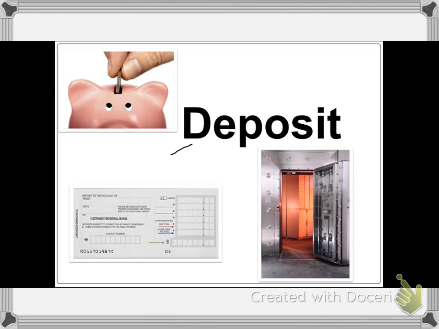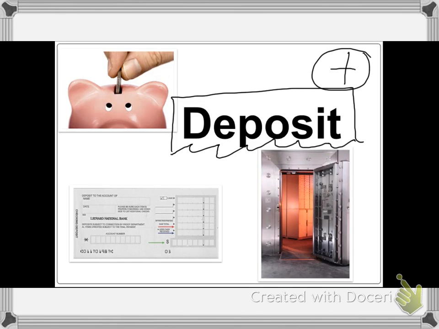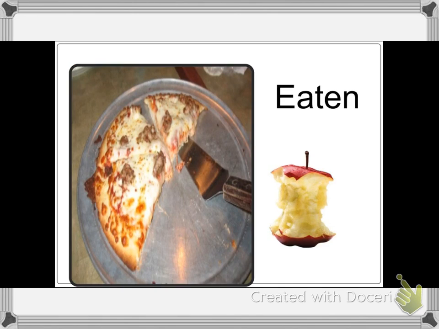Deposit. This word means that you are taking money that you have, maybe a check or cash, and you are adding it to your bank account. You are putting it into the bank. That is a positive situation because your bank account is growing. You still own that money, whether it's in your purse or wallet or in your bank account. So you didn't give it away. You just put it in another place where it's gaining. Eaten. When you have eaten something, this is a negative situation. You're taking away from its original form, so it is a negative situation.